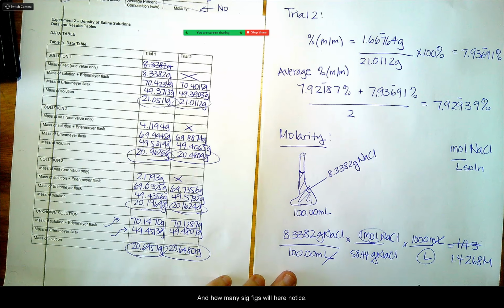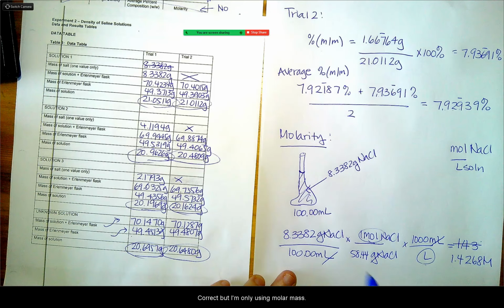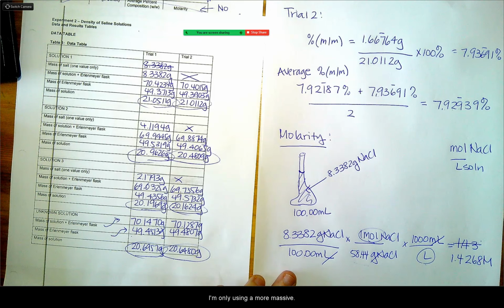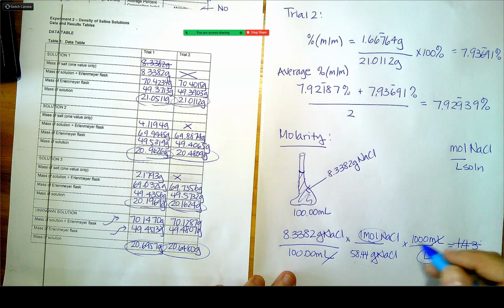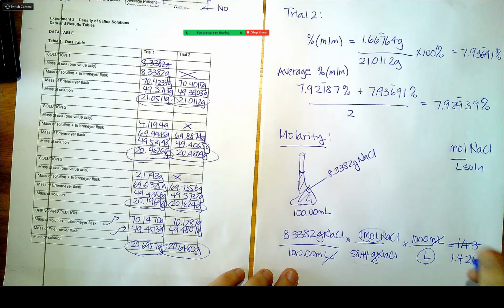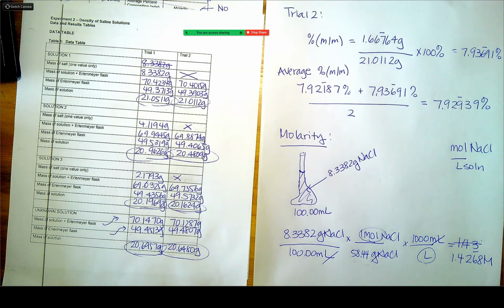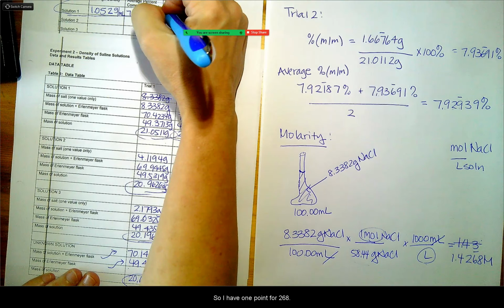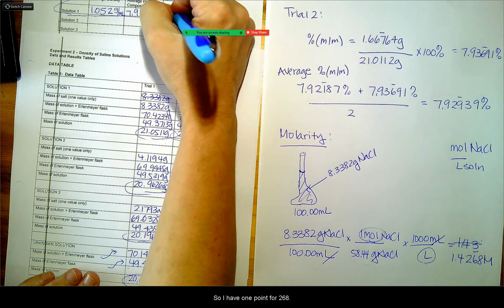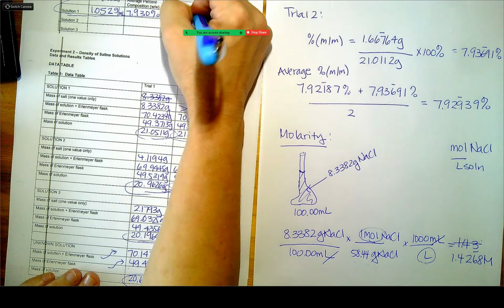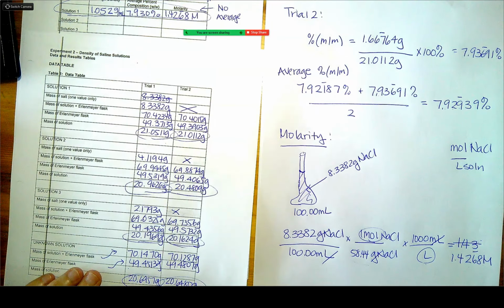And how many sig figs? Well, notice I have 5 here, 5 here, correct? But I'm only using a molar mass of 4. So I'm only using the molar mass of 4. One, 2, 3, 4. So I have 1.4268 molar. Alrighty.